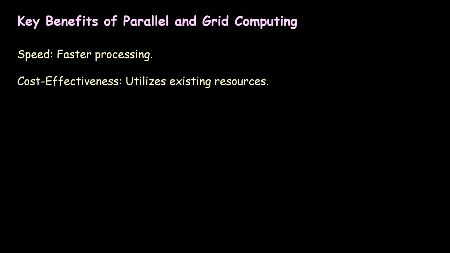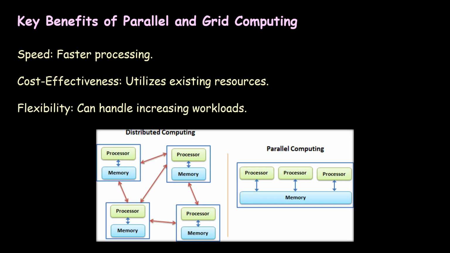The main benefits of both parallel and grid computing, or distributed computing, are their ability to process tasks faster and more cost effectively by utilizing existing resources and providing flexibility as workload increases.